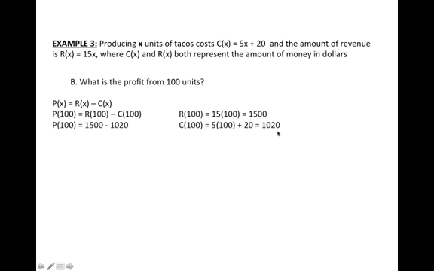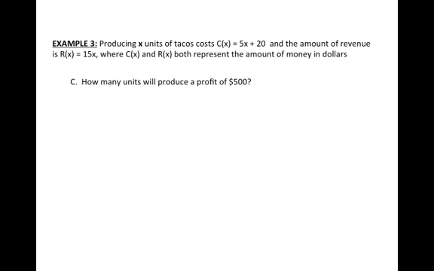So our profit from producing 100 units of tacos is going to equal 1,500 minus 1,020, our revenue minus our cost, and so that's $480. So the profit from selling 100 units is $480. How many units will produce a profit of $500? Sometimes people want to know that. I need $500. How many units of tacos do I need to sell?